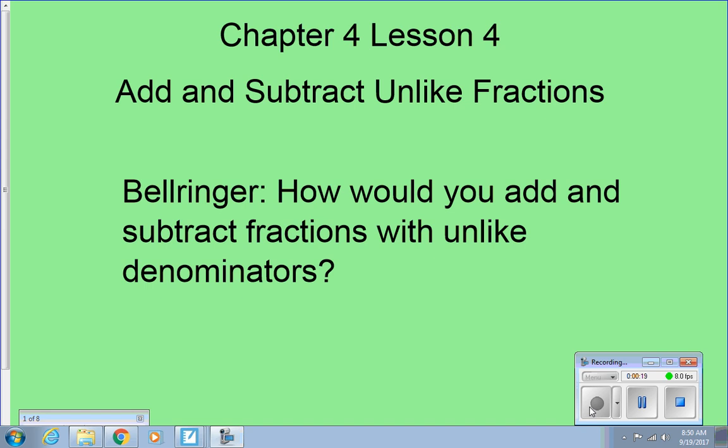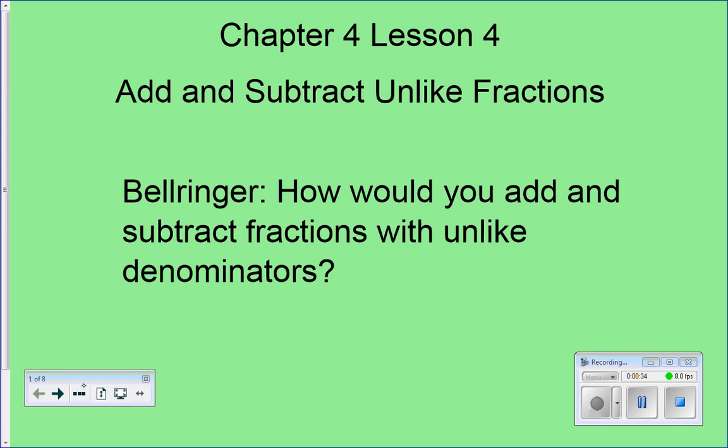Another thing that's going to get thrown in is you're going to have negatives and positives again. But other than that, I don't even think they're mixed numbers this time. So I think it's just simple stuff, kind of like we did yesterday, all right? Except they're going to have different denominators.